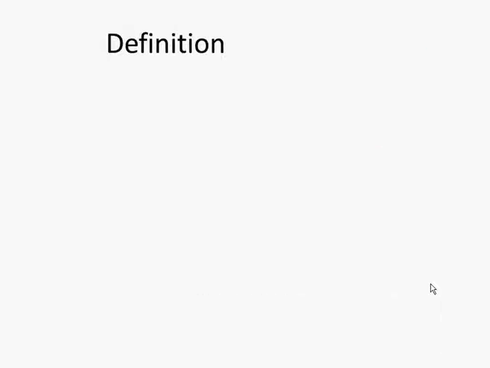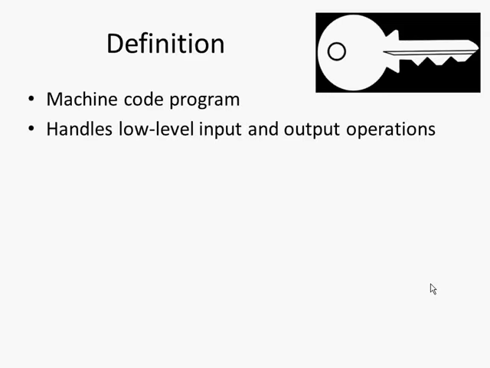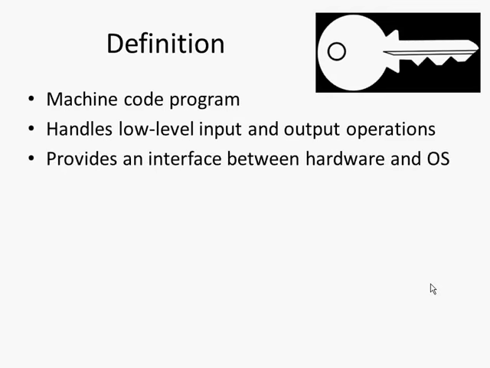To be able to define BIOS is key to your success on a BIOS question in an exam. So, what is BIOS? It needs to be said that it is a machine code program. All the settings that we make in BIOS are stored in machine code, also known as binary, but more on that another time. You just need to remember that it is a machine code program. It handles low-level input and output operations, something else to remember. It provides an interface between the hardware and the operating system. That's something we've sort of talked about.